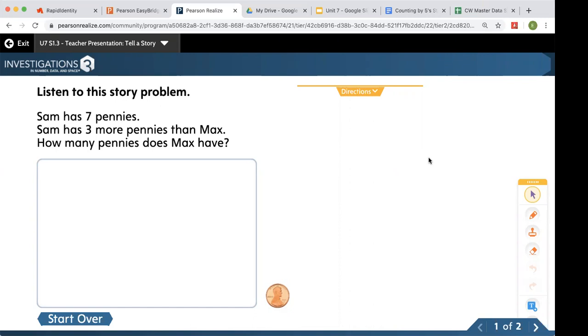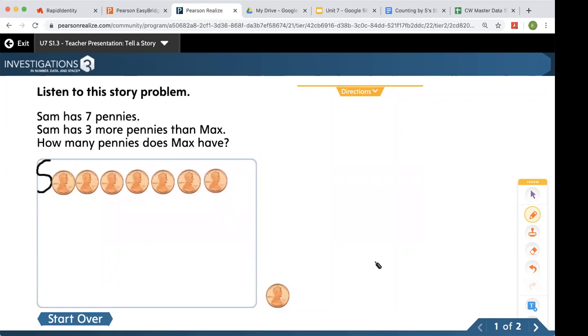So let's think about what we do know. We do know that Sam has 7. So I'm going to write the letter S for Sam. And I'm going to move over 7 pennies. So 1, 2, 3, 4, 5, 6, 7. So there goes my 7 pennies.